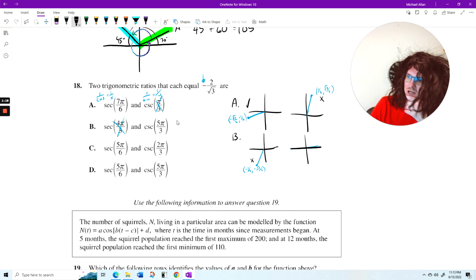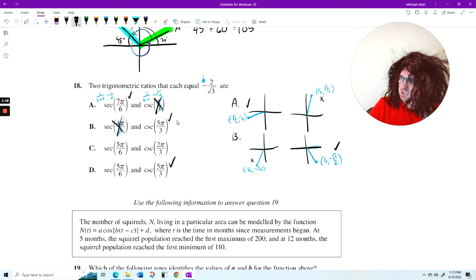This one did not work. Did the 5 pi over 3 work? 5 pi over 3 would be over here. We would have a sine value of 1 over 2 for the x, sorry, and negative root 3 over 2. Yeah, this one would work because it's a y value. So this one works. But this one doesn't work, so I crossed that off already. This would have worked, but this one didn't work. So 5 pi over 3 works, so that means this works.